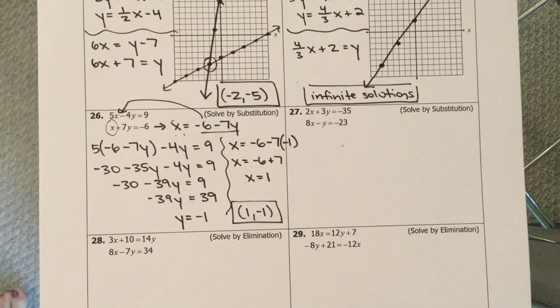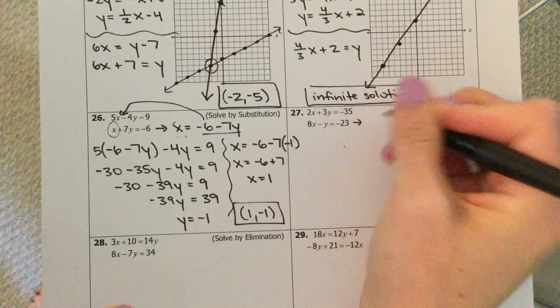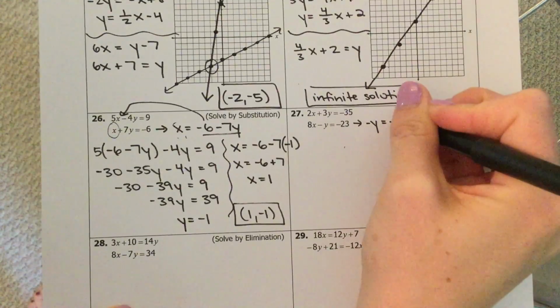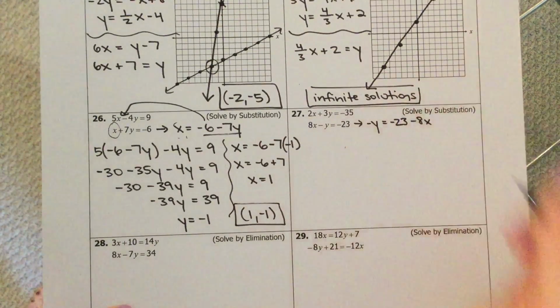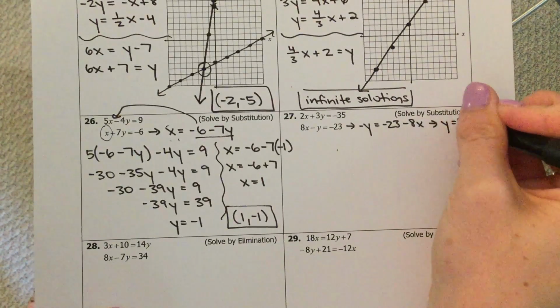27, we're also solving by substitution. So we're going to do the exact same set of steps. So step 1, solve one equation for x or y. So I'm going to get this y by itself. So first would be subtracting the 8x. And then after that, you divide everything by a negative 1 to get the y by itself.